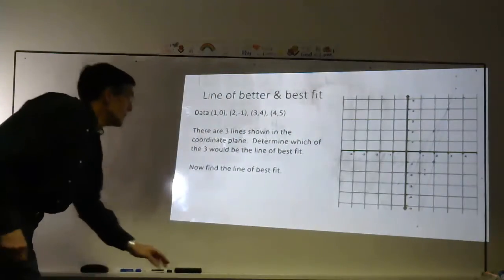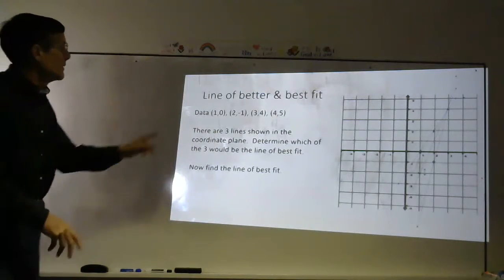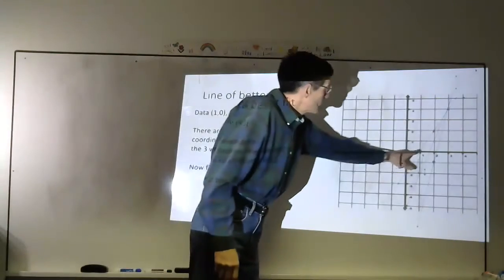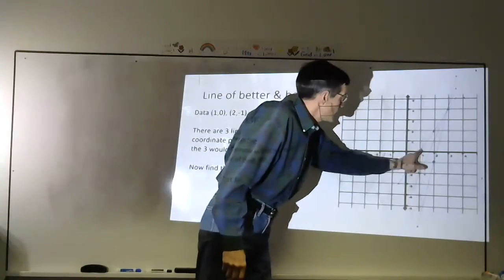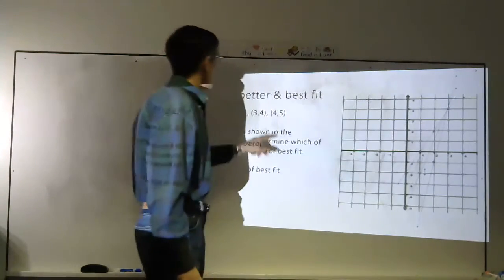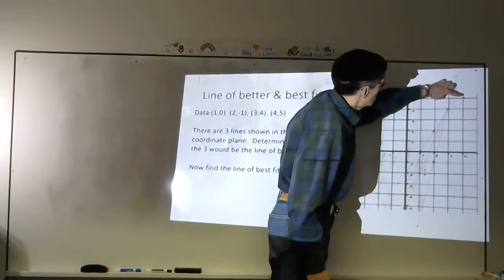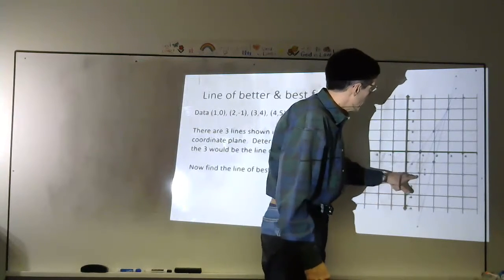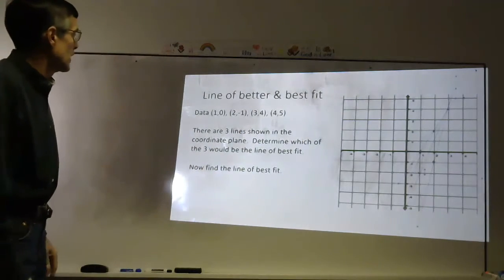Okay, now, line of better and best fit. Once again, I have 4 items of data here. Let me point them out to you. Here is 1, 0, 2, negative 1 here, so here are 2, 3, 4, over 3 and up 4, and over 4 and up 5. Okay, those are the data items. There, there, and there. I put some other points and markings in here just so we could see what the equations of the lines are.